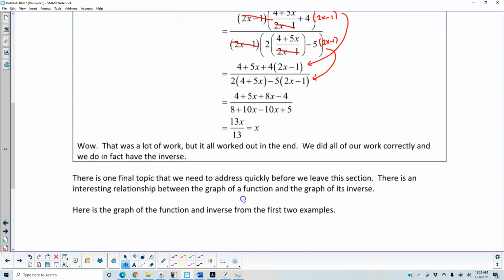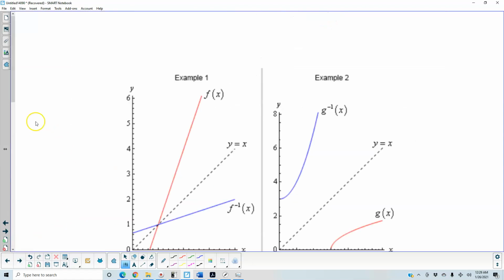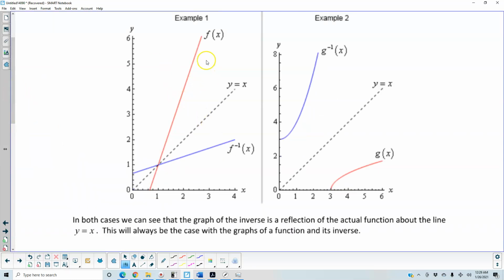Now there is one final topic that we need to address quickly before we leave this section. There is an interesting relationship between the graph of a function and the graph of its inverse. So here's the graph of the function and inverse from the first two examples. If we take a look at the first example, here's the graph of f inverse of x and f of x. And then we have a dotted line which represents y equals x.